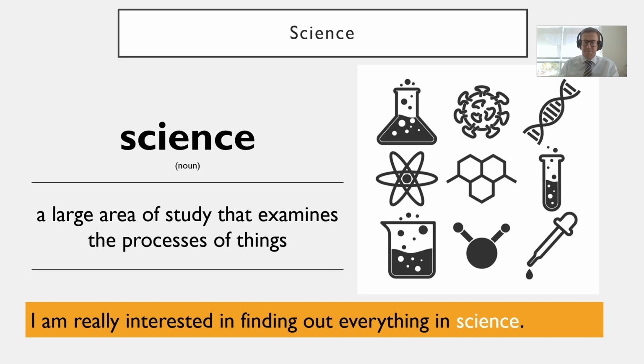Science. A large area of study that examines the processes of things. For example, I am really interested in finding out everything in science. The only real problem with science is the first two letters. Many people forget the C. We have an SCI and the pronunciation is sci. It's not ski.